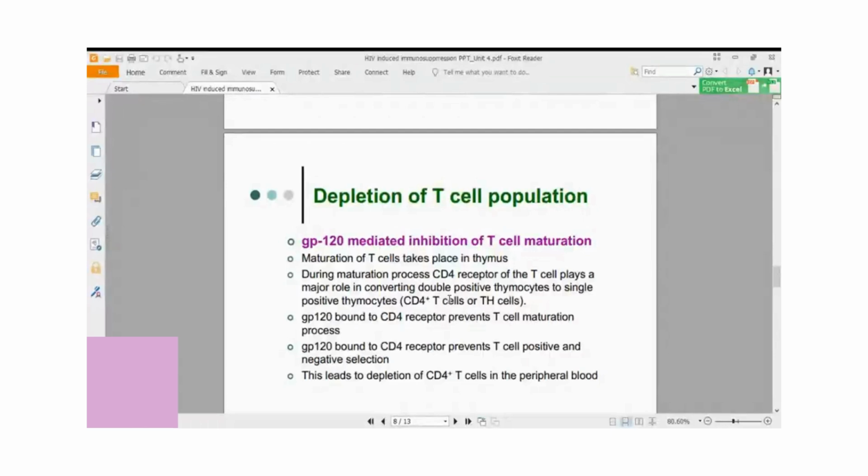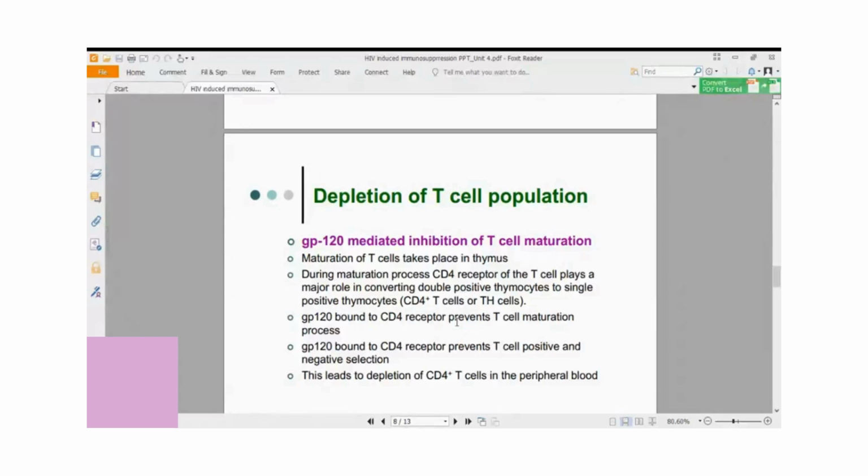At the same time, they are dependent on the TH cell for their activation, where the TH cells will secrete IL-2, which is an important growth factor for both TH as well as TC cells. So GP120 can prevent the T cell positive selection. It can also prevent T cell negative selection.